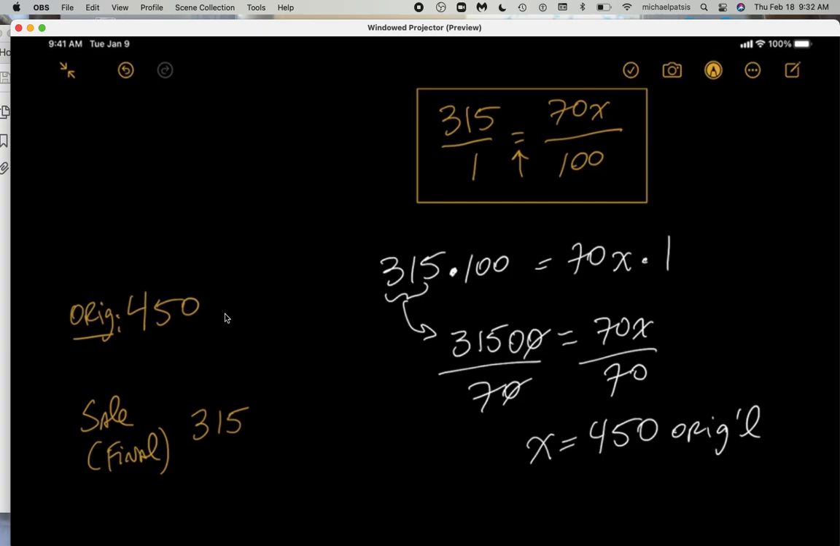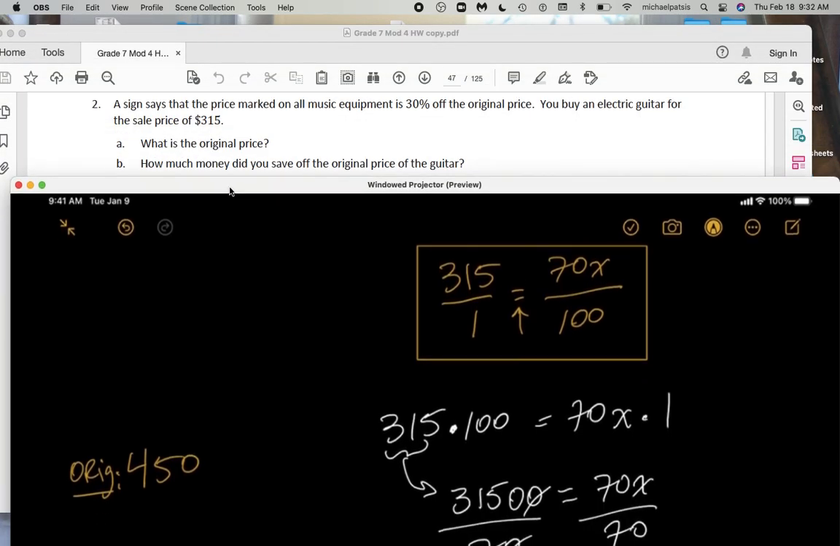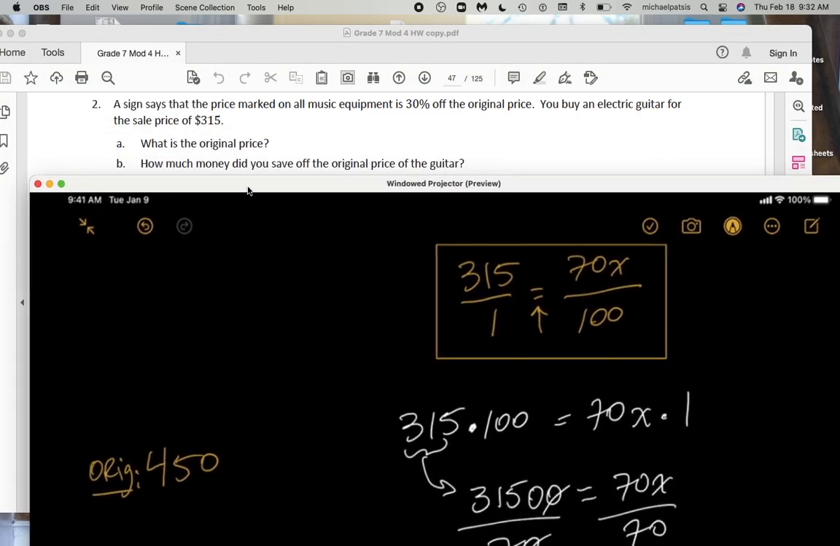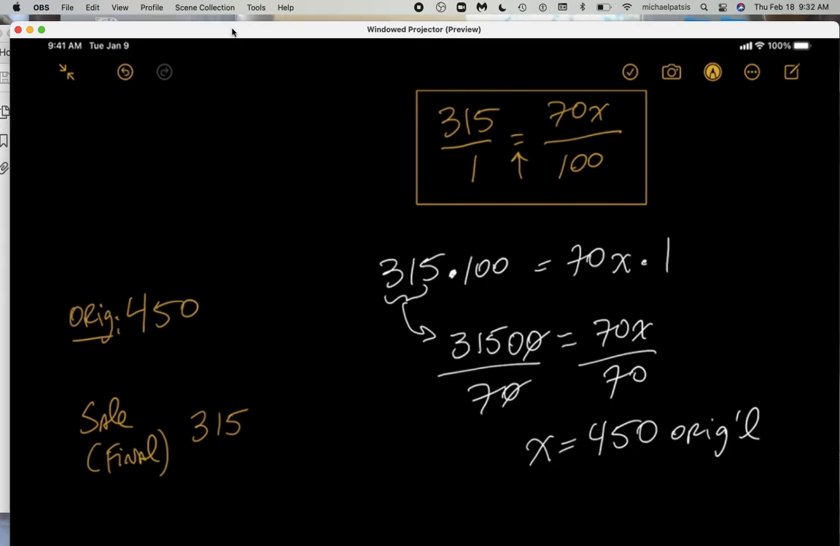Okay, they want to know how much off there was. Wait a minute, let me go back. How much money did you save off of the original price? Okay, so a certain amount of money, as you moved from the original to the sale price, a certain amount of money came off. We'll call that the new X. How much money came off? Well, 315 plus this amount has to get you back here.